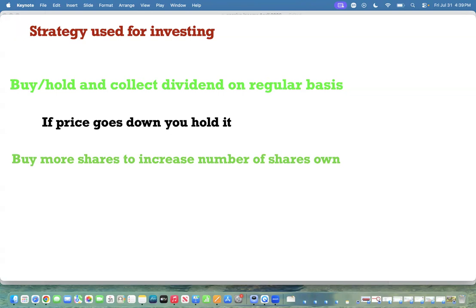Buy more shares to increase the number of shares you own. The more shares you have, the more income you will get. So every time you get the opportunity to buy more, you buy more so you can increase your income.